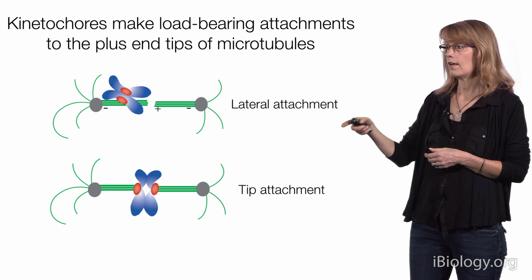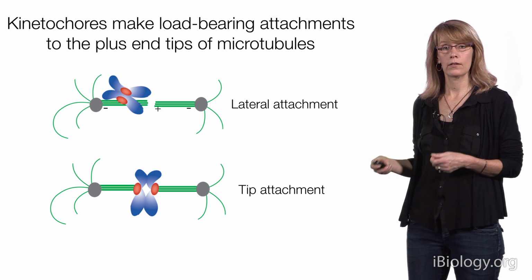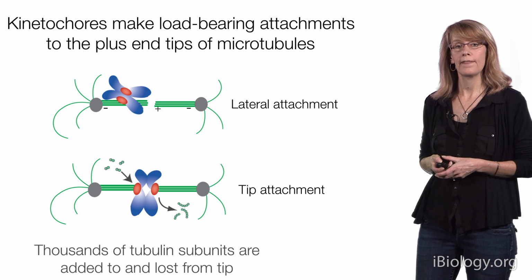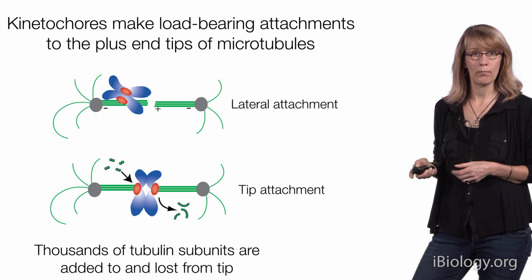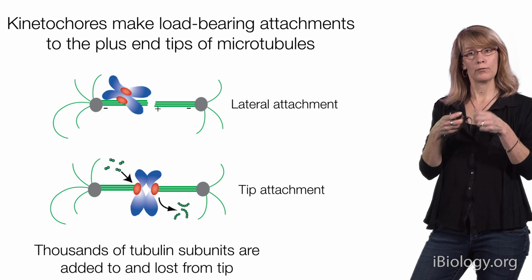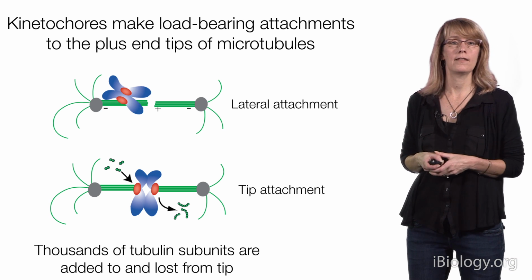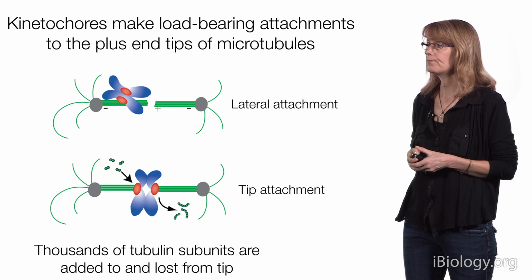Instead, it has to get converted to a tip attachment, shown here, where the kinetochore is attached to microtubules from opposite poles. And remember, I told you, thousands of tubulin subunits are being added and lost from this tip while that kinetochore has to stay bound. So it's almost like you're trying to climb a rope and someone's constantly pulling the rope out from under you. The kinetochore has to stay bound to this really dynamic tip. And so a huge question is, how can that happen?